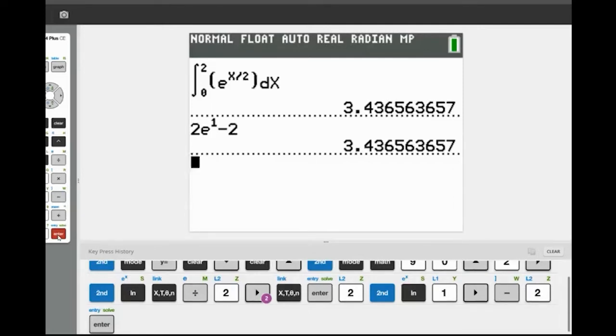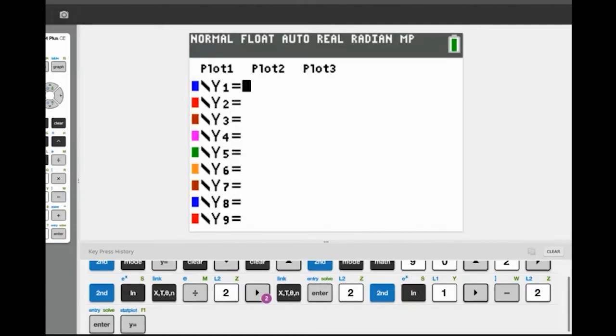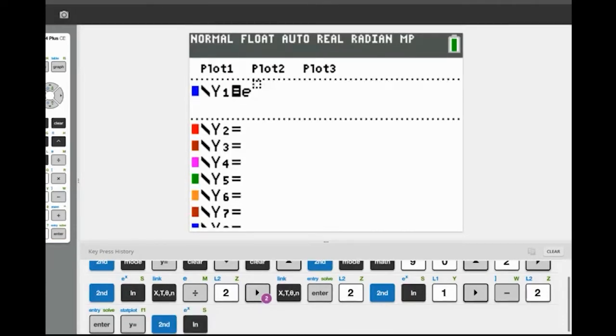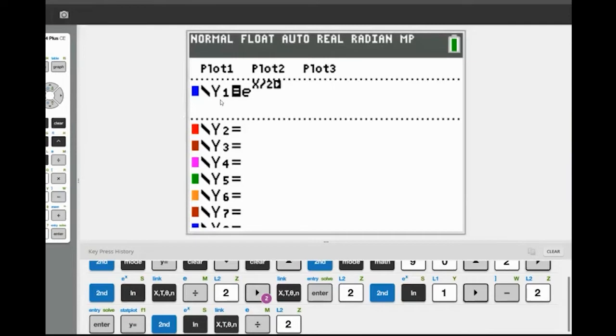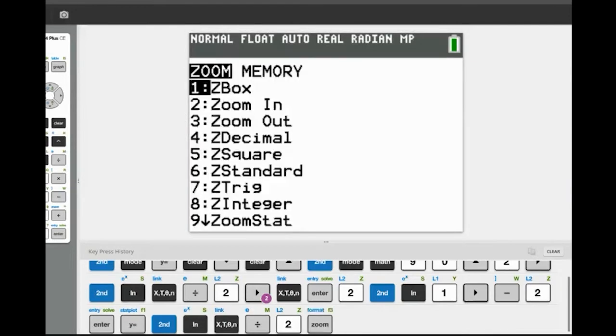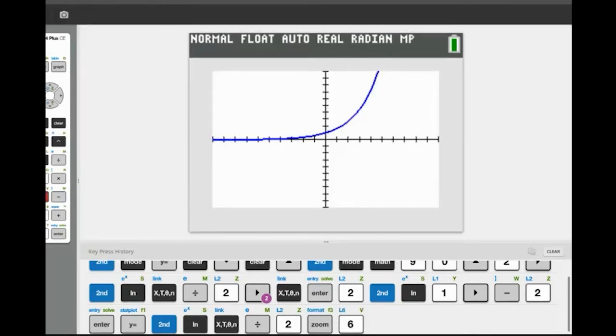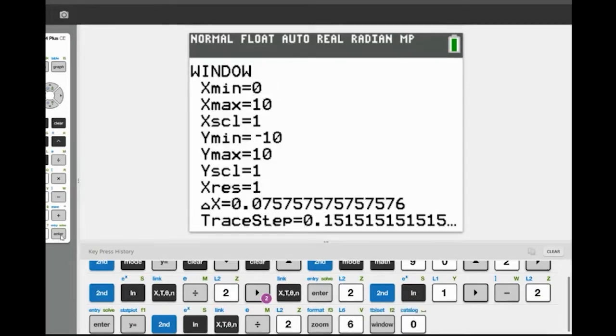This is probably the fastest way, but I do want to show you this other way too because it's kind of cool. In your y equals, put the equation. Don't put the antiderivative, by the way. The calculator does all that for you. Okay, so e to the x over 2. Graph that. Okay, now we're actually going from 0 to 2 on this. So what I want to do is go window 0 for the x min and 2 for the x max. I feel like I'm going too fast.